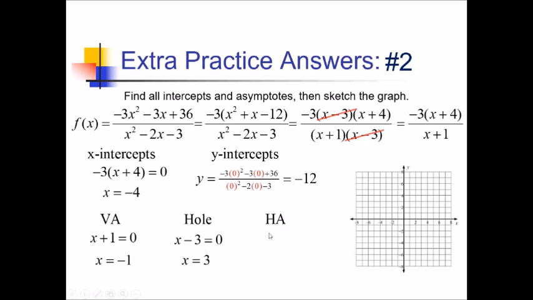Next, for horizontal asymptotes, I compare the degrees of my numerator and denominator in the original, and I see that we're tied here. We have an x squared versus an x squared. So since it's the same degree, I just use the lead coefficients, -3 over 1, so we take the ratio of those, and then we're going to have y equals -3 as our horizontal asymptote.